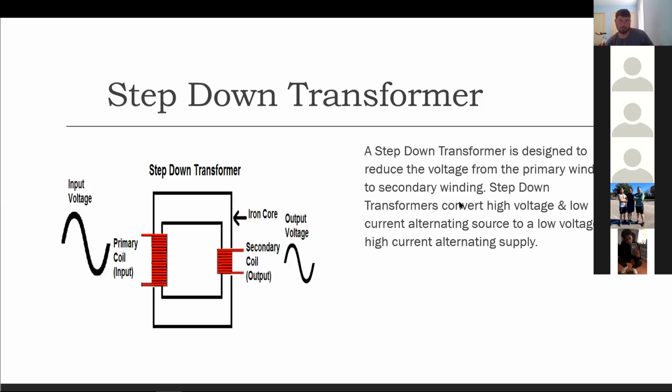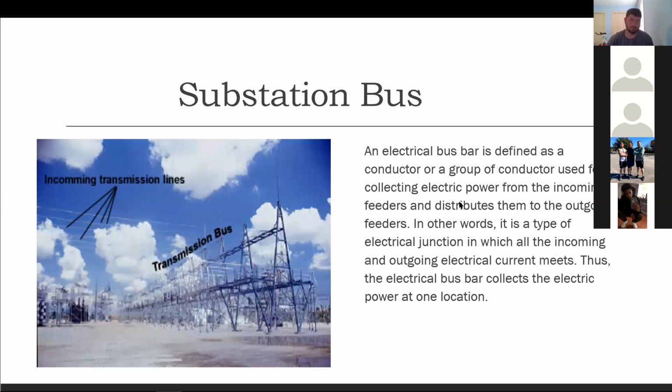Okay. And then we go to a step-down transformer, which is like the step-up transformer, but in reverse. A step-down transformer is designed to reduce the voltage from the primary winding to the secondary winding. Step-down transformers convert high voltage and low current alternating source to a low voltage and high current alternating supply. Good description.